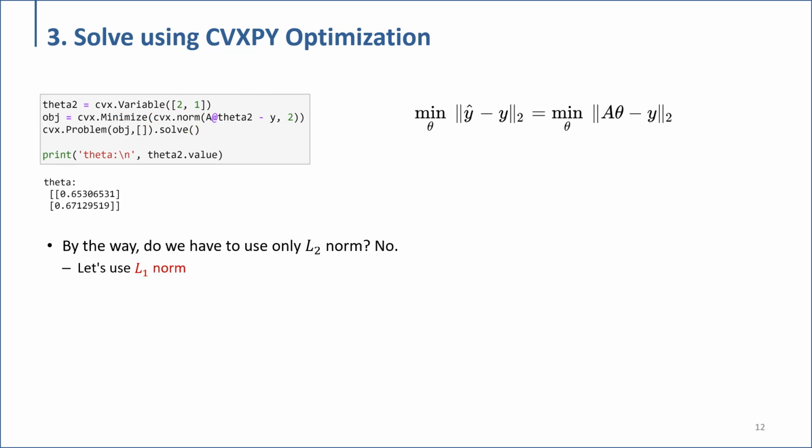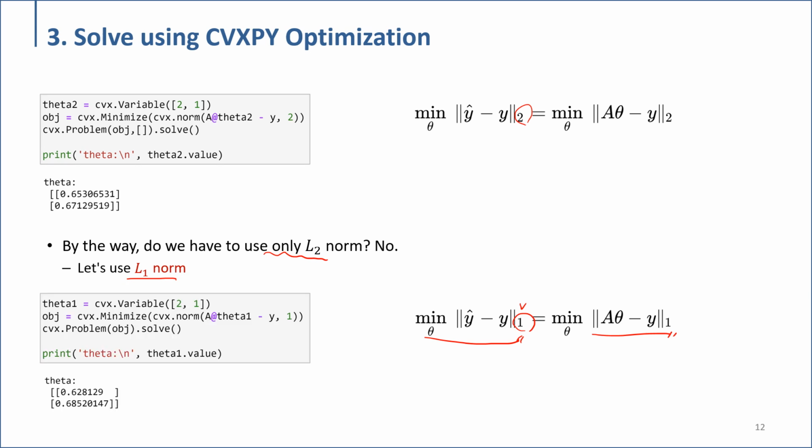And similarly, we don't need to stick to using only the L2 norm. So instead of using the L2 norm here, let's use the L1 norm. For that, our objective function will be changed like this. As you can see here, we changed from the L2 norm to the L1 norm, and the code can be modified by changing this part. And the result also shows a very similar value compared to the case where we used the L2 norm.